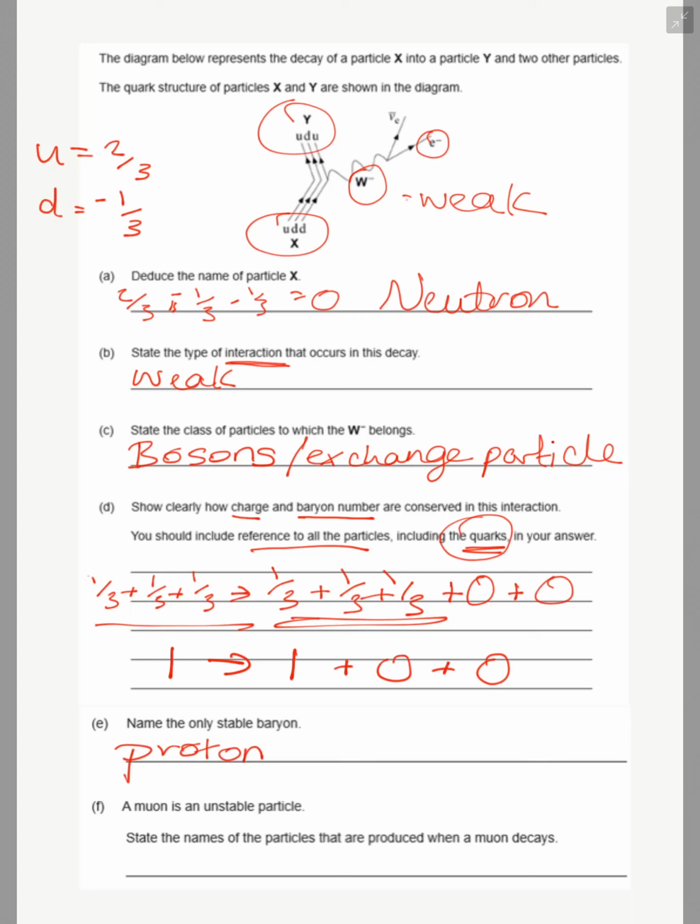And a muon is an unstable particle. State the names of the particles that are produced when a muon decays. Now, if you have a look at all our work we did on muons, the whole lesson, literally I ran through this. It can be an electron neutrino or a muon neutrino. They're the only things that it can decay into, so you just need to remember that, and that will make your life a lot easier.